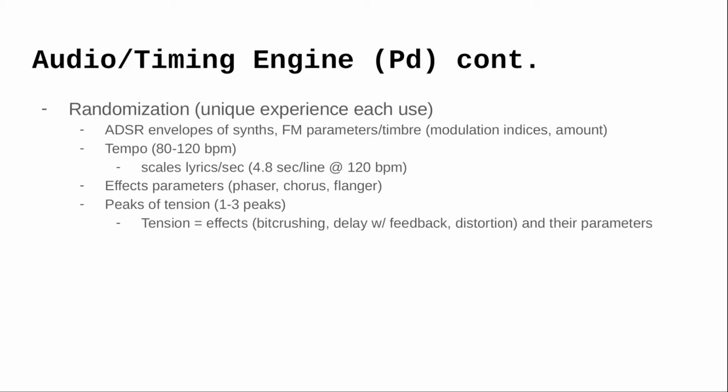The sounds go through a bunch of effects, including phaser, chorus, and flanger. The sounds also go through a bunch of different effects, which help to increase the tension of a song. These include bit crushing, delay, and distortion. Peaks of these effects and the parameters are determined randomly, and there's 1 to 3 peaks per song performance.